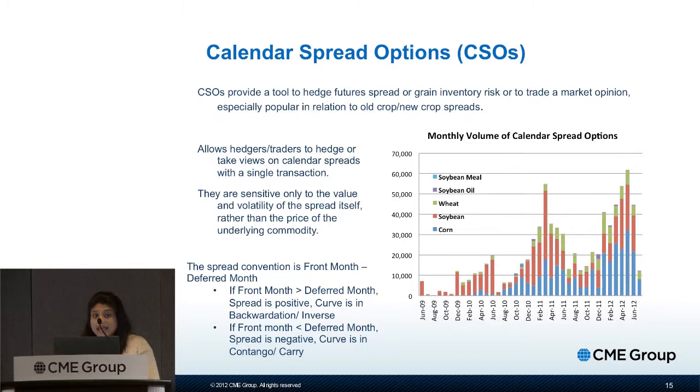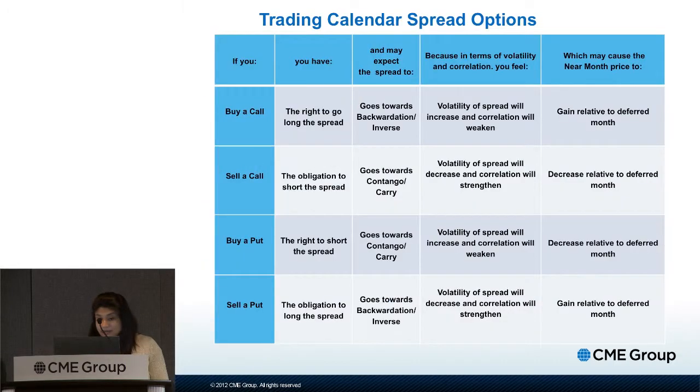And when the spread is negative, the curve is in contango and carry. The chart here shows that on a monthly basis, we have around 50,000 to 60,000 trades on calendar spread options. It's mostly done on the pit, so it's not really liquid on Globex, but on pit it's very popular and people trade them every day on a large scale.